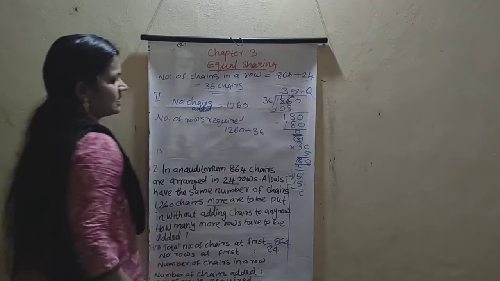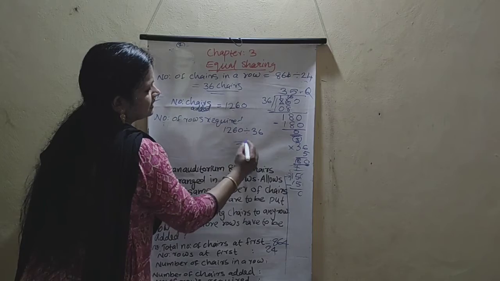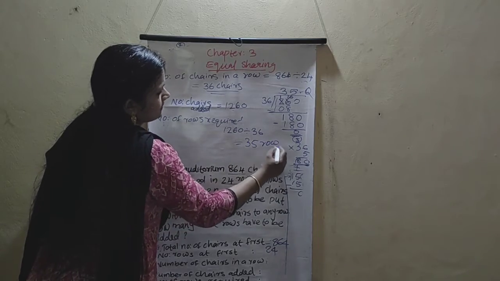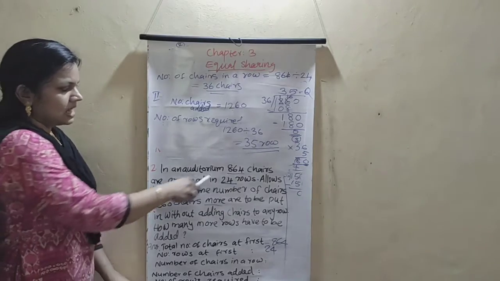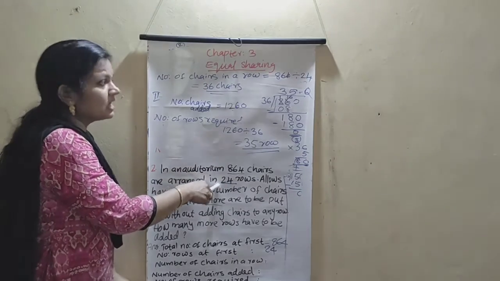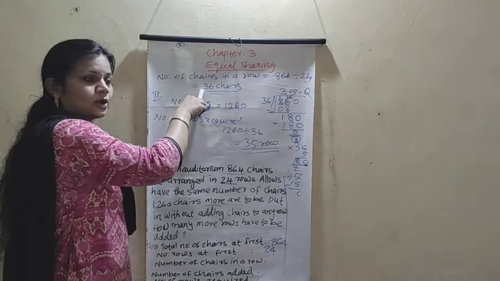35. This is the quotient. How many rows are required? 35 rows. This is the question. The first section: the number of chairs and rows is given, so you find out the number of chairs in a row.